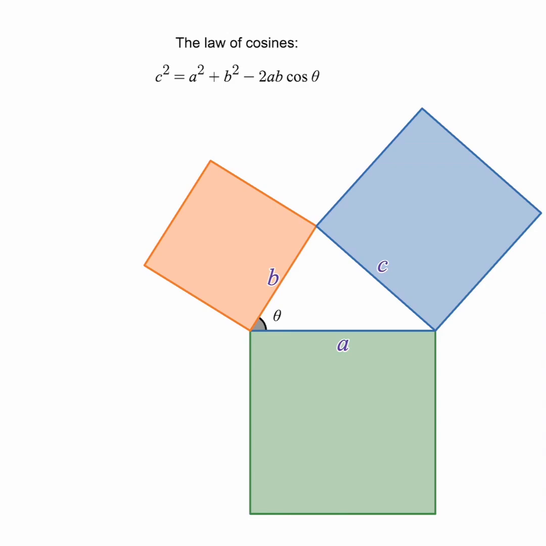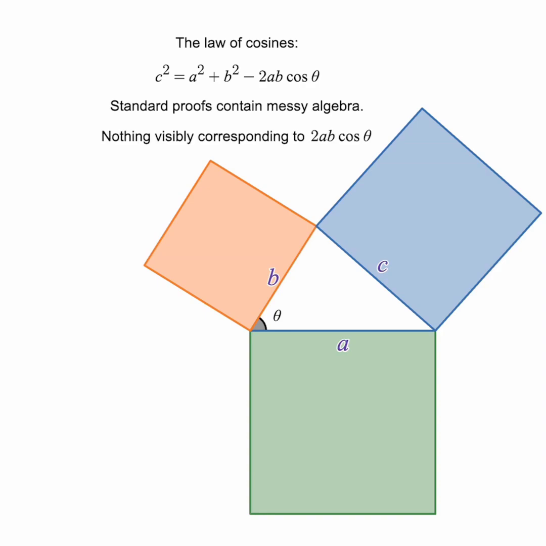Now, if you look around, you'll find that there's a lot of proofs of this in textbooks and online. They tend to be a little bit messy, have a lot of algebra in them, and there's nothing in them visibly corresponding to this corrective term here, 2ab cos theta. I mean, this is geometry. We should be able to see some shape that actually has that size. Well, let's see if we can do that.